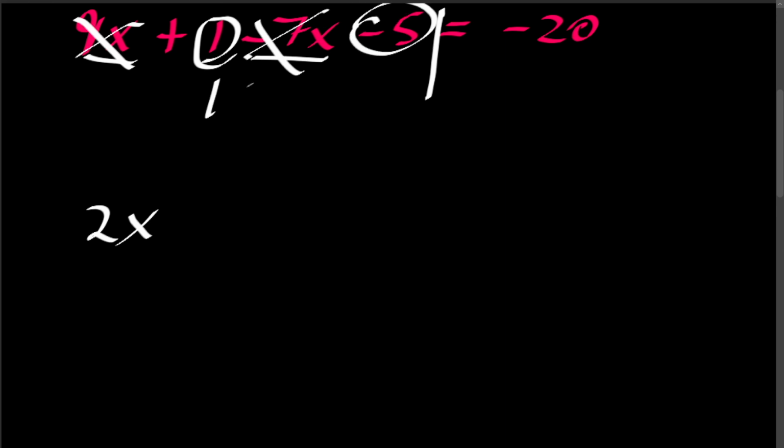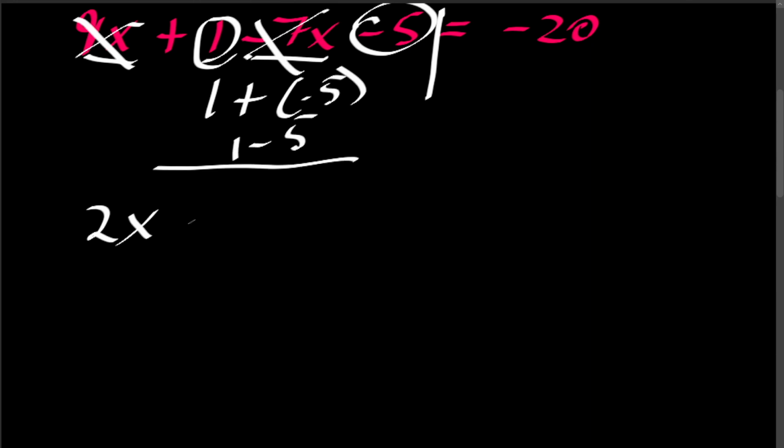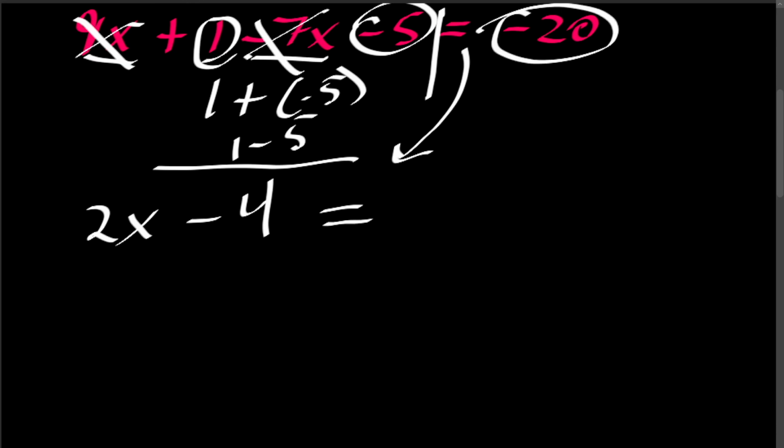So once again, that's like saying 1 plus a negative 5, which is just 1 minus 5. So that would give me negative 4. So right now I have 2x minus 4, and then I'm going to bring down my equal sign. Now, on the right side, we only have negative 20. There's no like terms with negative 20. There's literally only one term. It's negative 20, so negative 20 just comes down.